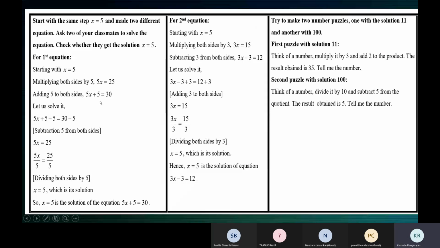Now they're adding 5 to both the sides. I told you, you can subtract 5, subtract 10, subtract 12. You're constructing the question. So in this example, they're adding 5 to both the sides. So 5x plus 5 is equal to 25 plus 5, which is 30. This is understood, children. We have constructed the equation. That's what is given: start with the same step, x is equal to 5, and make two different equations. We have made one equation. Is it understood?